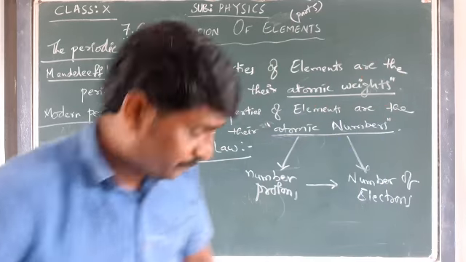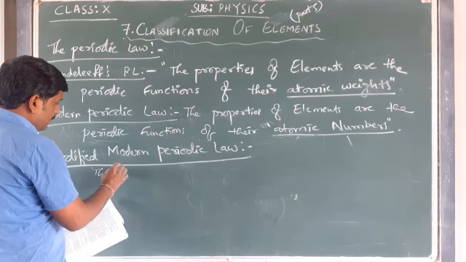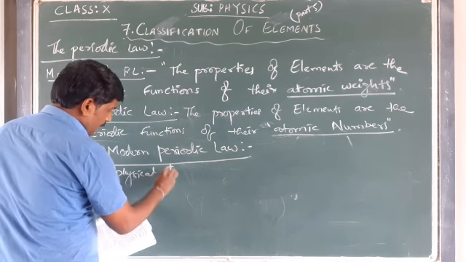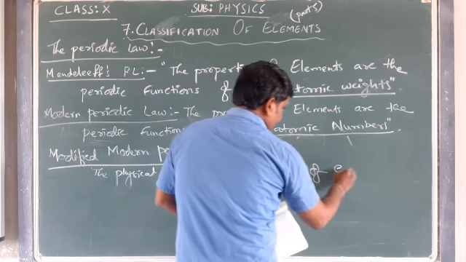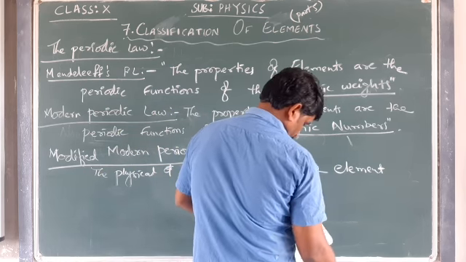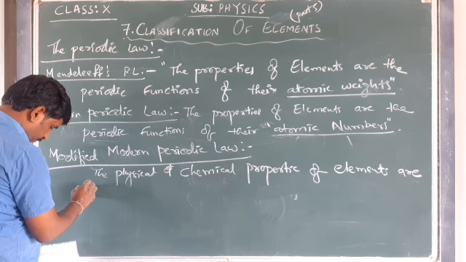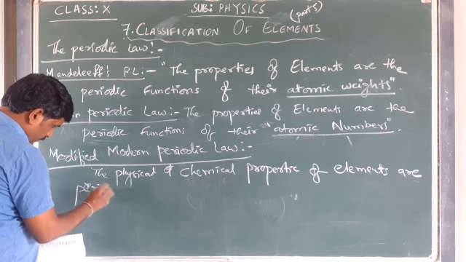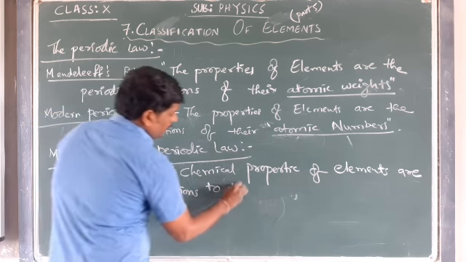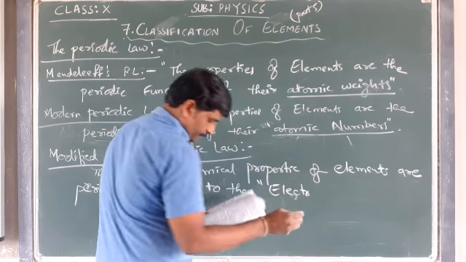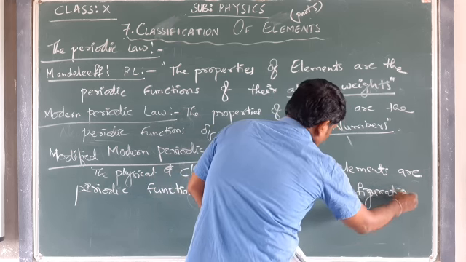Okay, what he said is, he changed it: the physical and chemical properties of elements are periodic functions of the electronic configuration.